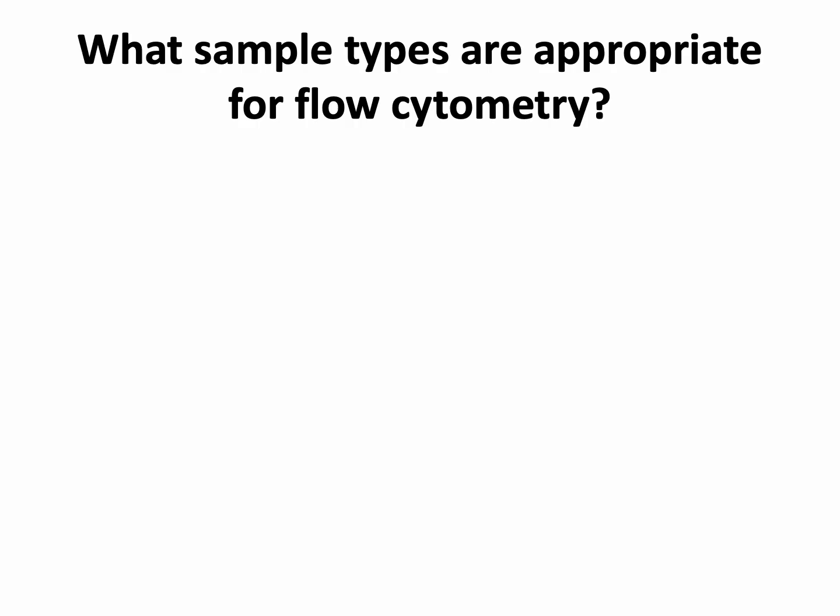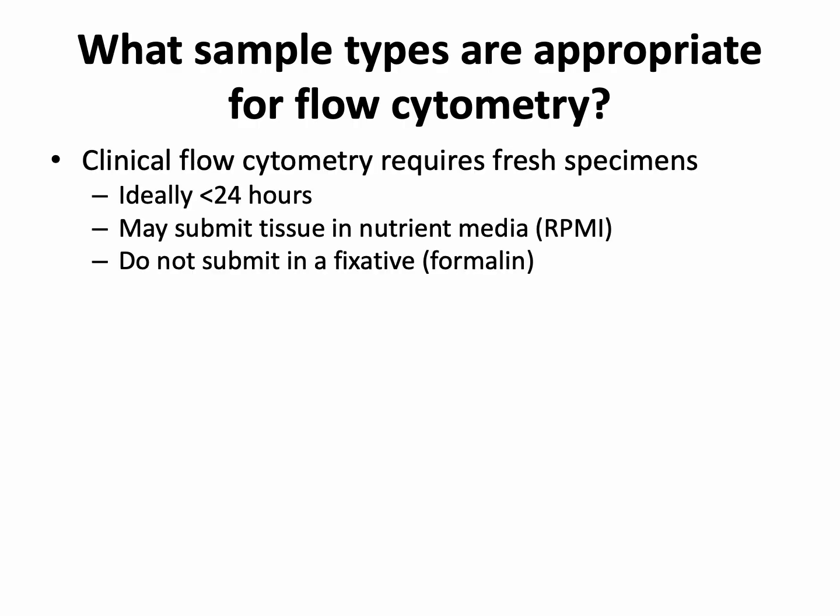A variety of sample types can be appropriate for flow cytometry, but for clinical flow cytometry, it's important that samples are sent to the laboratory fresh, ideally within 24 hours of collection. If a sample is going to take time to reach the laboratory, it's useful to submit it in a nutrient media, such as RPMI, but it's critical that samples for clinical flow cytometry not be placed in any sort of fixative solution, such as formalin.